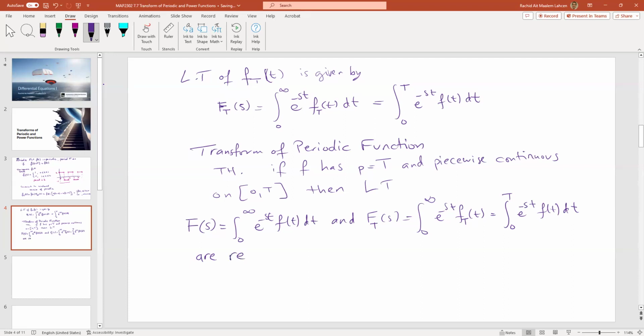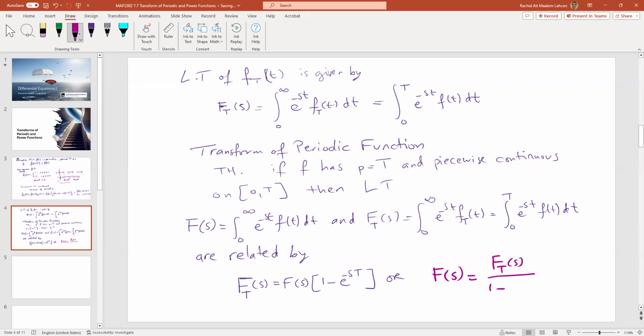But really, what's going on and what formula you're going to use after this is what they are related with. They are related by this formula that you're going to be using: the Laplace transform with sub period on S is the Laplace transform on S times 1 minus e to the negative S capital T. Or really, let's do a different color because this is the main one: the transform F of s equals F sub the period of s over 1 minus e to the negative s times the period.